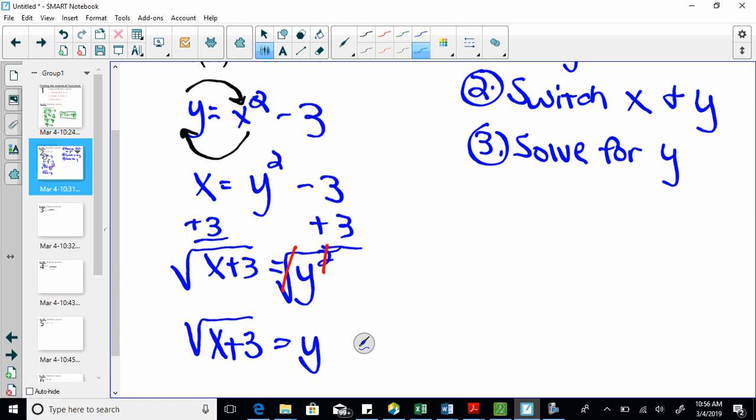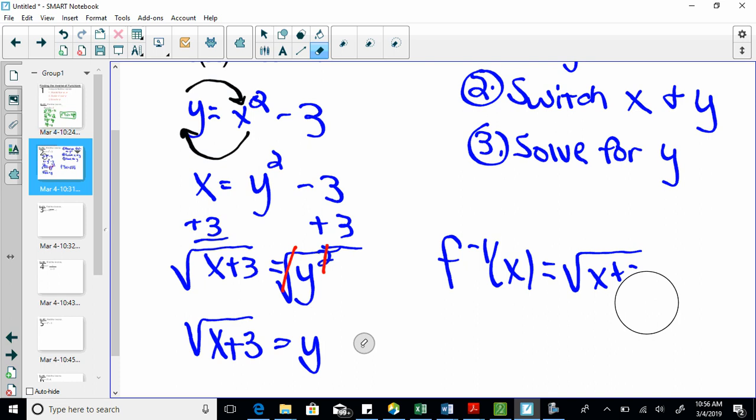But of course, that's not how we write our answer. You write it as f raised to negative 1 of x equals the square root of x plus 3.